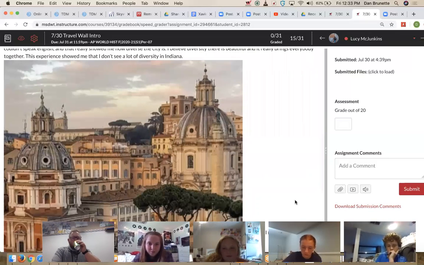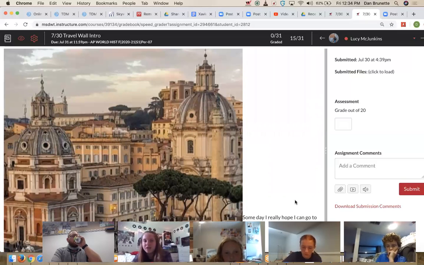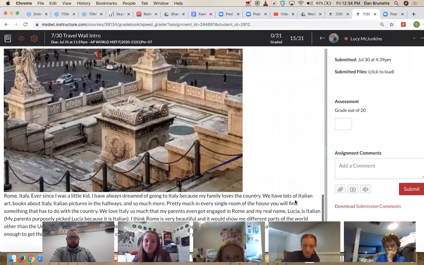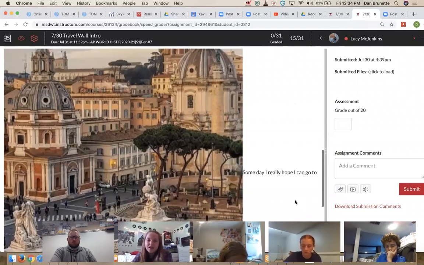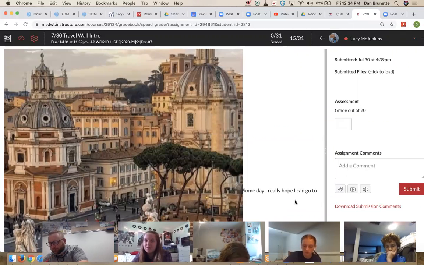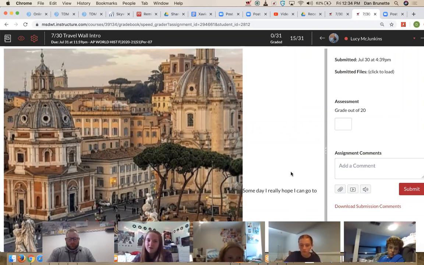And then this second picture is a picture of Rome, Italy. Ever since I was a little kid, I've always wanted to go there. My whole entire family just really adores Rome, and that's where my parents actually got engaged. And my name, Lucia, is Italian. Since I've never been outside of America, it would really show me that there are other parts of the world that I need to discover to really see how everybody else in the world lives.